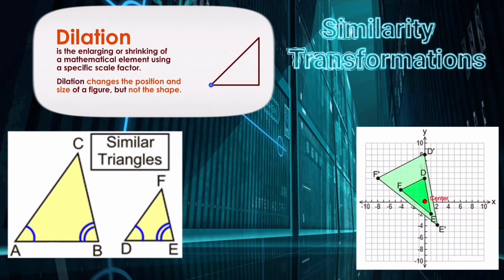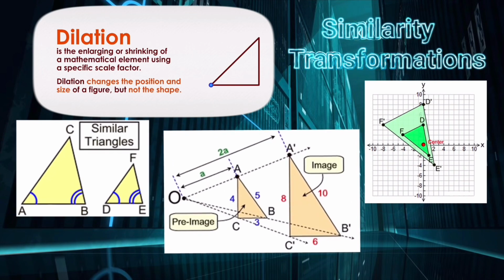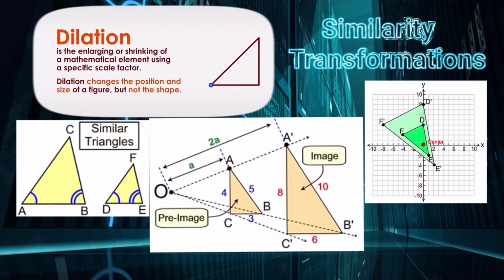When a figure has been transformed, it is natural to refer to the result as its image, like a mirror image. And the object before the transformation is usually referred to as the pre-image. A non-proportional size change would be something like a stretch.